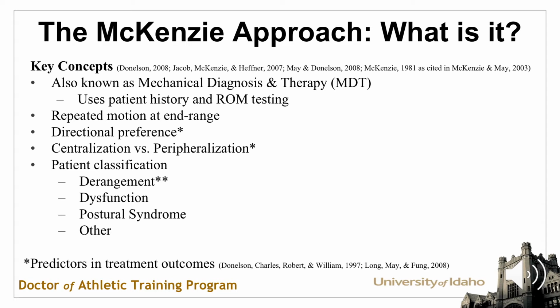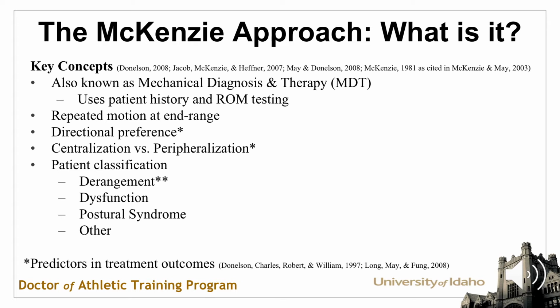A couple key ideas that we really want to emphasize here are directional preference and centralization versus peripheralization. Directional preference and centralization have both been found to be good predictors of treatment outcomes as far as identifying patients who will most likely respond to MDT. Directional preference describes, for lack of a better word, the idea that patients tend to have a preference for a certain movement over another.